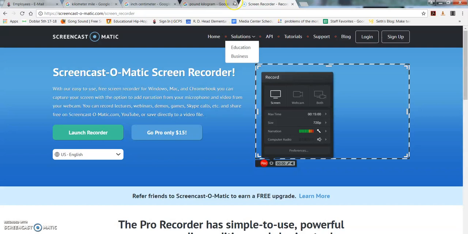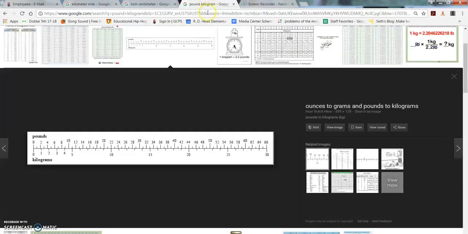I found this handy little chart. If you look at this pounds to kilograms, this is a double number line with kilograms on the bottom and pounds on the top. And you'll notice right here that 10 kilograms lines up perfectly with 22 pounds. And if I make another set of that, 20 kilograms lines up perfectly with 44 pounds.